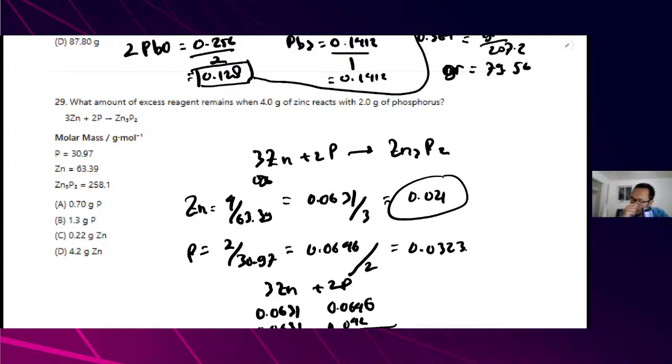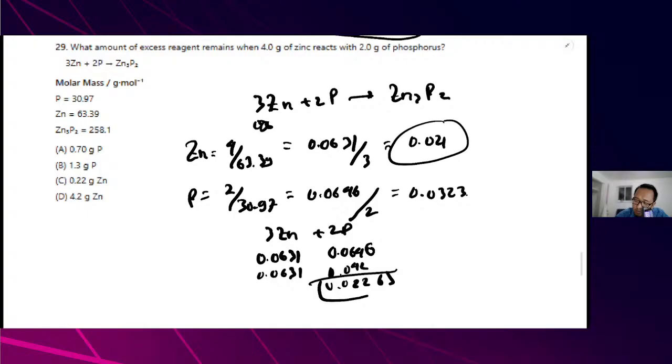Oh, the answer will be in gram. Okay, I thought the answer would be in mol. Sorry. 62200. So this is the remaining reactant. The remaining reactant is 0.0226 mol.